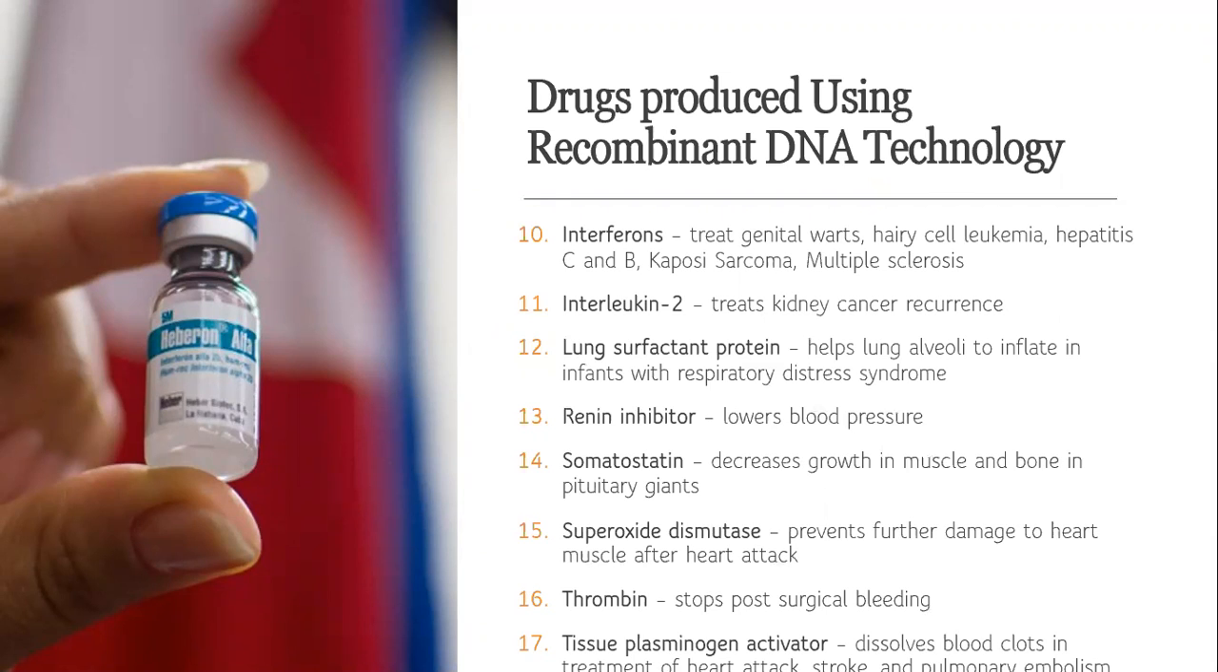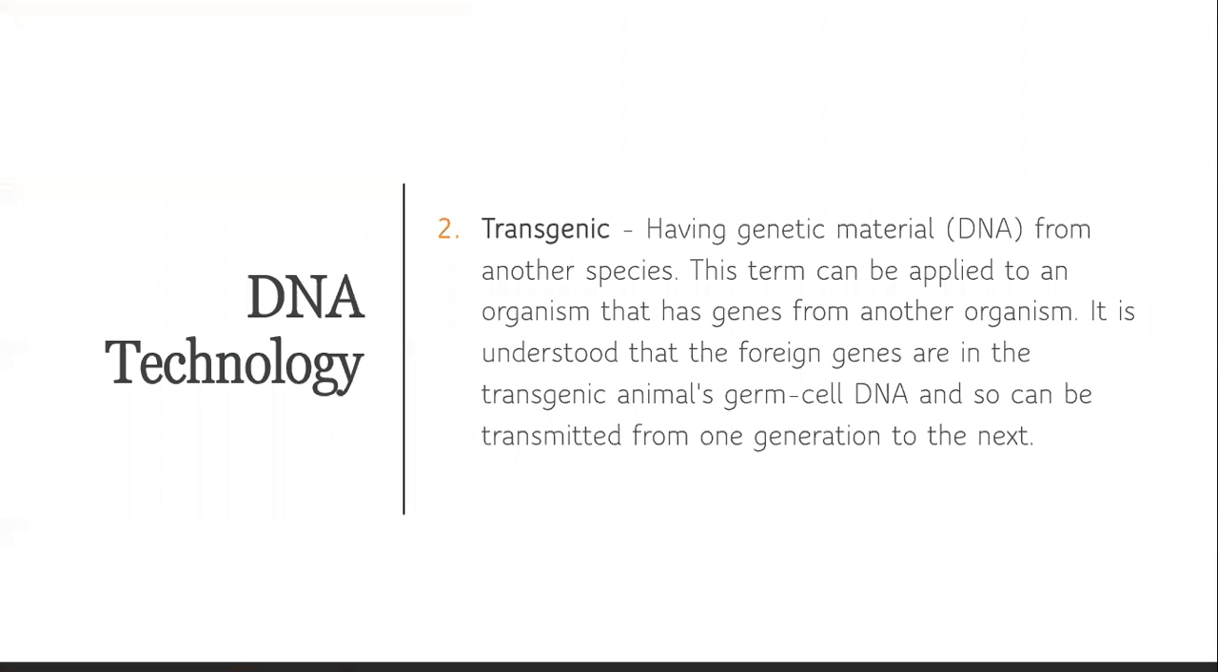We also have the lung surfactant protein, the renin inhibitor, the somatostatin, the superoxide dismutase that prevents further damage to heart muscle after heart attack, and the thrombin for post-surgical bleeding, and the tissue plasminogen activator or TPA that dissolves blood clots. The second type of DNA technology is the transgenic.